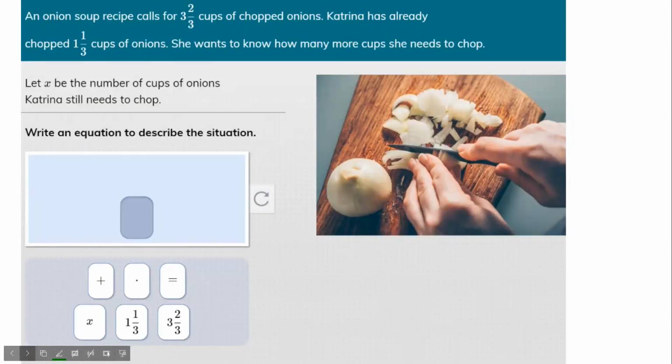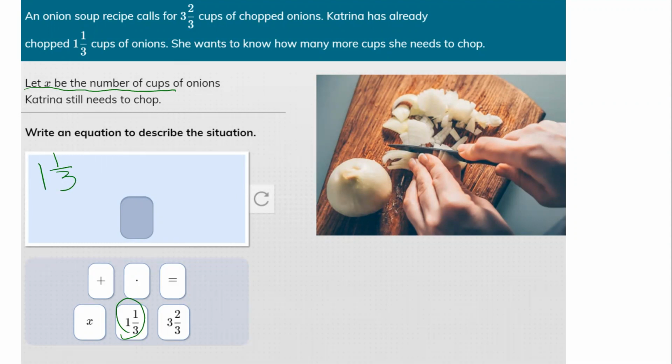An onion soup recipe calls for 3 2/3 cups of chopped onions. Katrina has already chopped 1 1/3 cups of onions. She wants to know how many more she needs to chop. Let X be the number of cups of onions Katrina still needs to chop. Write an equation to describe the situation. So we could start with the 1 1/3 cups that she has, right? And so you would drag this little piece first, right?